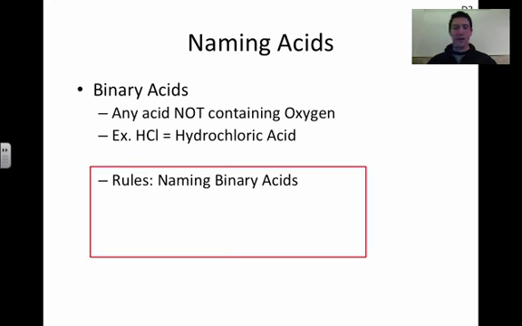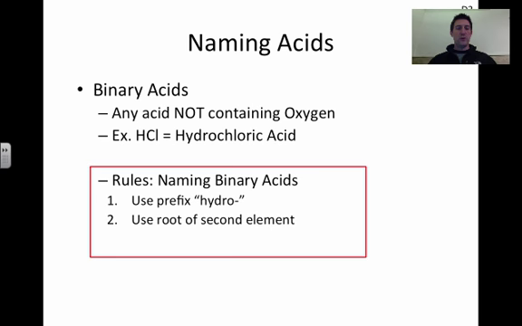Hydrochloric acid is a binary acid. The rules for naming binary acids are pretty straightforward. We use the prefix hydro, as in hydrochloric acid. We use the root of the second element, like chlorine. We change that to ic at the end of the name, and we add acid, and we're done. So that's why it's hydrochloric acid. The hydro stands for the hydrogen. The chloric tells us that there is chlorine, and of course acid tells us that there is acid.